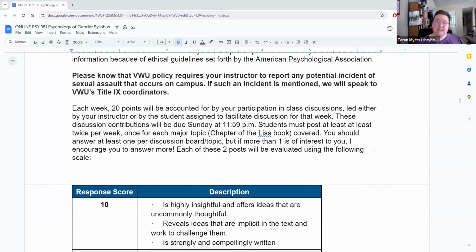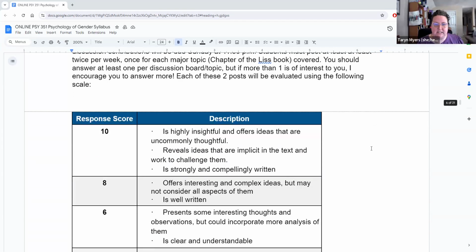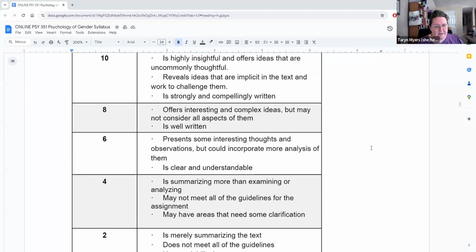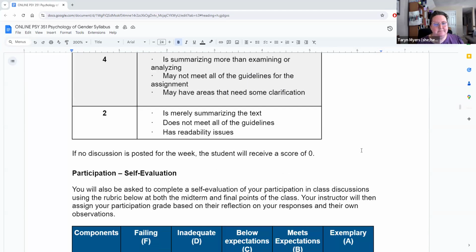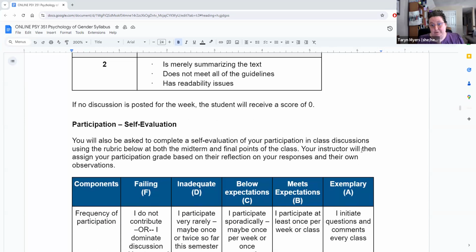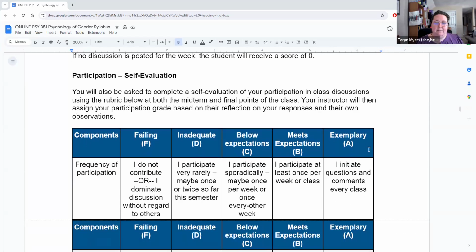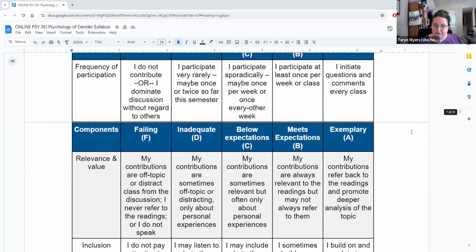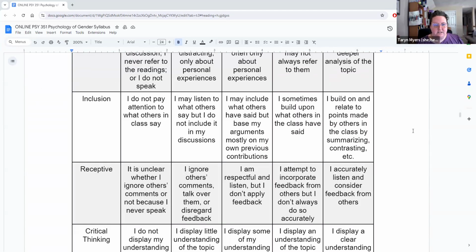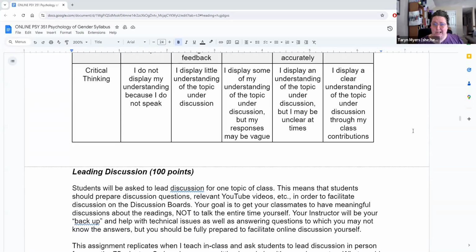So you'll get 20 points each week for these discussions. And here is your rubric of how I will award those points. And if you don't post one, you get a 0. Simple, easy, right? At midterm and final, you will be asked to rate your participation in these discussions and other things. And so this is the rubric you'll be asked to use at that time.